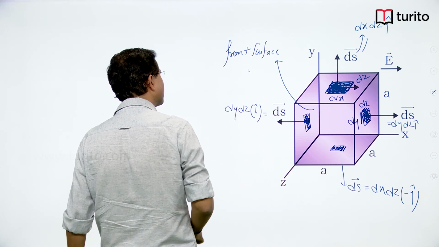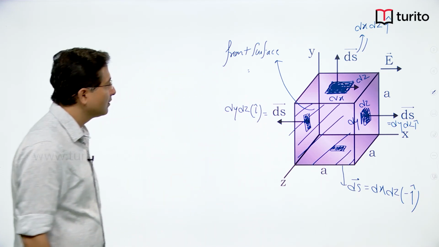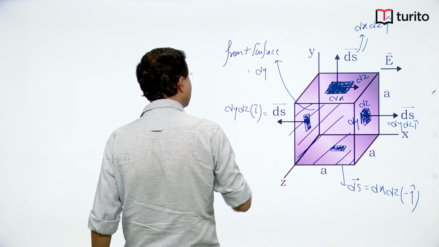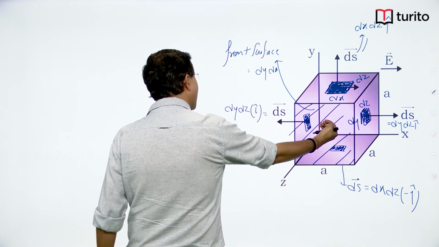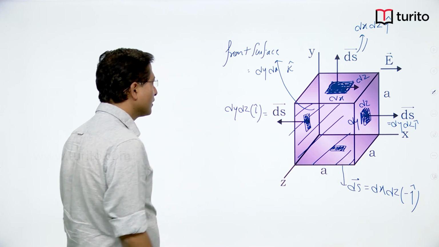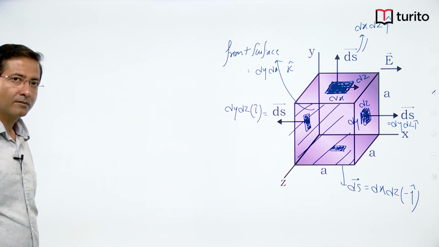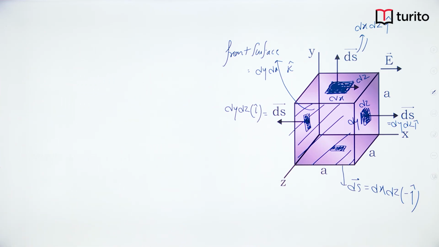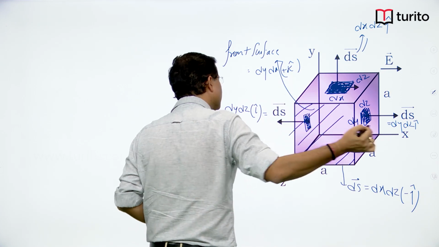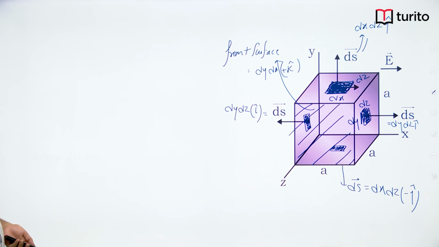Front surface, dy, dx, perpendicular to surface, k cap. Similarly, for the back one I just need to write minus k, right. So the front one is plus k, and for the back one I just need to change the direction, minus k, right. So, step by step we can find out the flux associated.